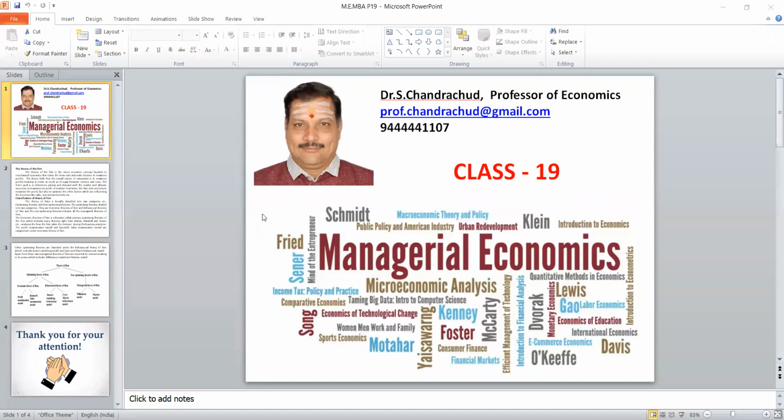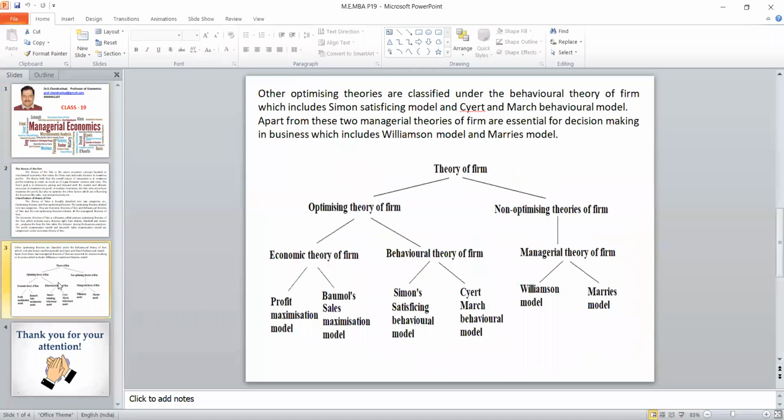But actually, I will share this particular thing. The theory of firm is divided into two categories: optimizing theory and non-optimizing theory. This optimizing theory is further divided into economic theory of firm and behavior theory of firm. Our syllabus covers only the economic theory of firm.